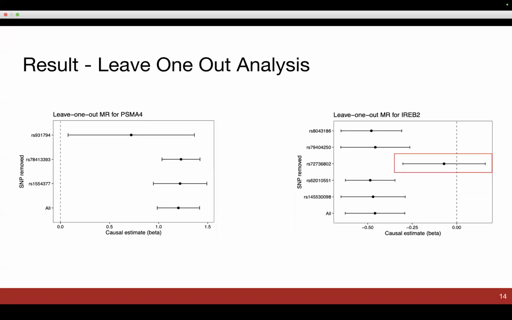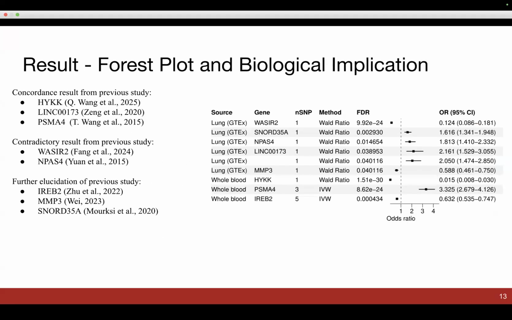And this is a leave-one-out analysis, as Leo mentioned before. Basically, leave-one-out analysis tries to see, when there are multiple SNPs contributing to a gene and thus to a disease, whether all those SNPs give a consistent effect. The only two genes that have multiple SNPs are PSMA4 and IREB2, as shown by this first plot. PSMA4 has 3 and IREB2 has 5 SNPs.